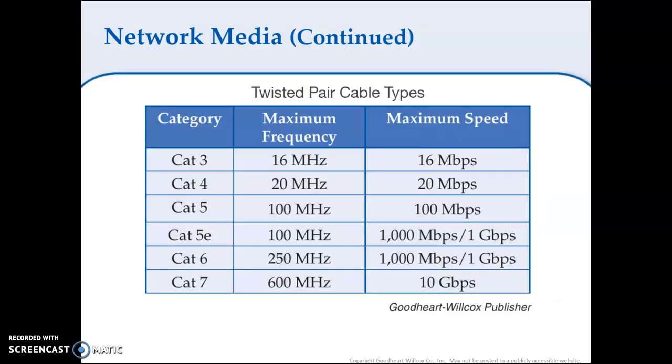Now, if you take a look at twisted pair, the most common is, like I mentioned before, the Cat5. But before Cat5, there was Cat3 and Cat4, which didn't quite have the maximum speed of data transfer. But as you can see, we can get all the way up to Cat7 now, which is 10 gigabytes per second. That is some serious data being moved from one end of the network to the other.